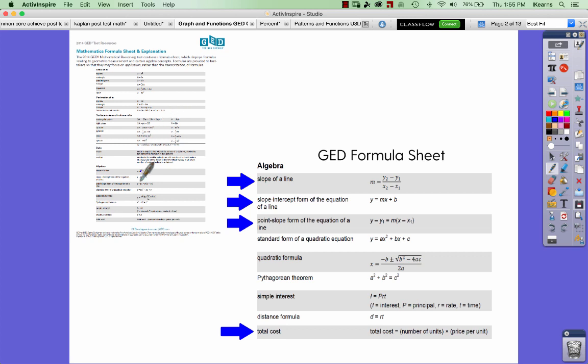One of the things that's really important that I highlight a lot in this video is using the formula sheet. Over here is a screenshot of the whole formula sheet. We're actually going to be using the bottom of the formula sheet, and I'm going to highlight the ones that have to do with slope. Total cost actually comes up, but you can't use it by itself in the cost questions we have today. Okay, so let's go ahead and get started.